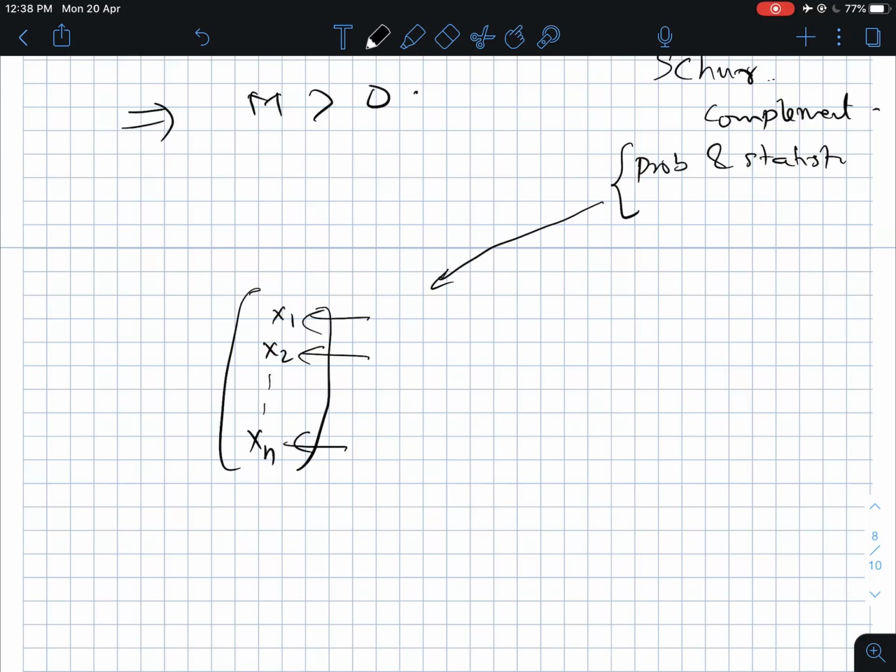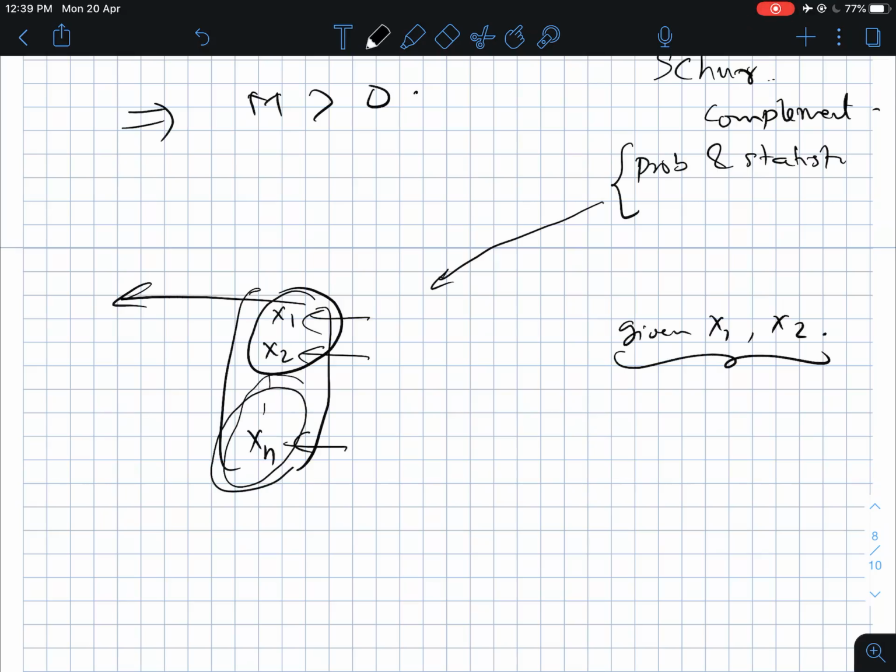But let us say you know some of these random values. So let's say x1 and x2 you have measured. So you know the value of x1 and x2, but the others you don't know. They're still random. So you are given x1 and x2. Under these conditions, you will see Schur complements come up. When you look at the statistics of the remaining set of variables and try to find their covariance matrix, that's when the Schur complements come into play. So they have a wide variety of applications in estimation, probability, statistics, and even in optimization.